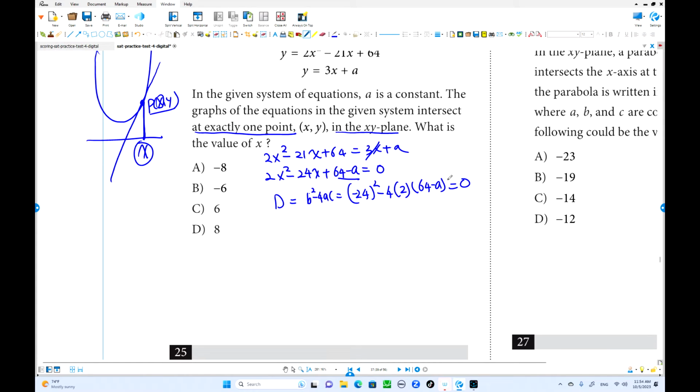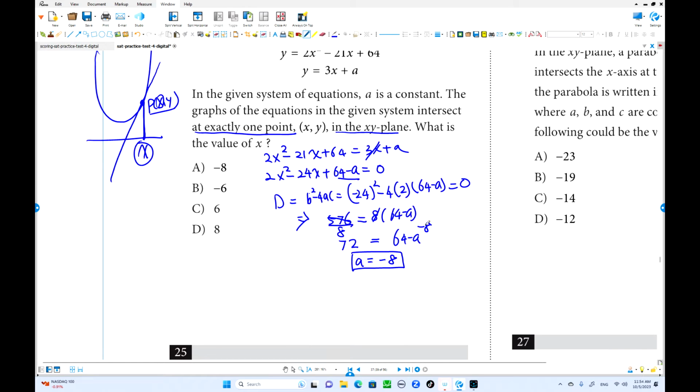To have only one point, which is what? Tangent, okay? Let's find out. This is what? 576 minus 8 times 64 minus a equals 0. That equals 0. Same thing, when you divide by 8 over here, 64 minus a equals how much? 72, right? So from here, a equals how much? Negative 8. It's okay. a equals negative 8.